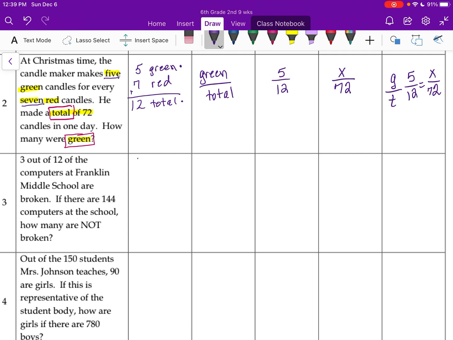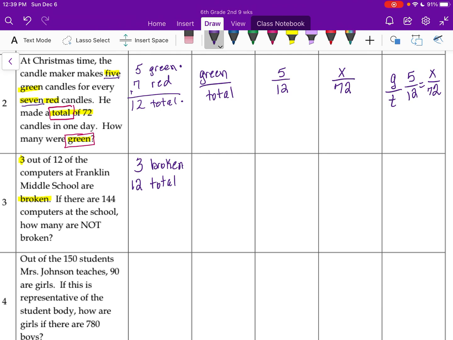Okay, so 3 are what? 3 out of the 12 are broken. So 3 are broken out of 12. So what is 12? Is 12 the total, or is 12 the how many are not broken? Yeah, 12 is the total. It's 3 out of 12. So 12 is the total. If 12 was how many were not broken, it would say 3 are broken and 12 are not broken.